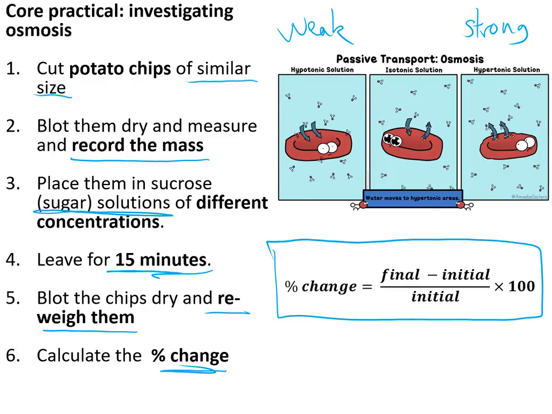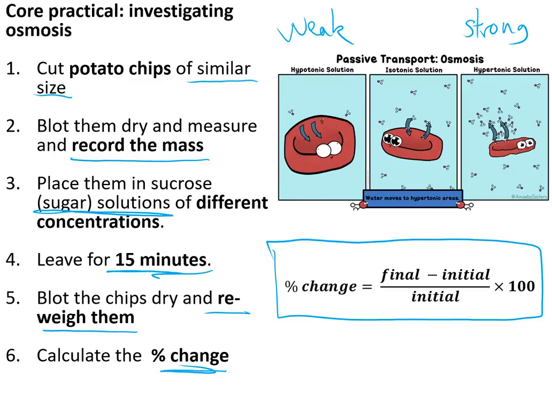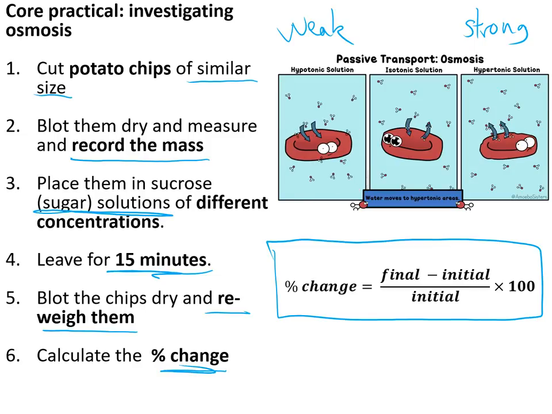In the really strong sugar solution, the concentration of water in the potato chip was higher than it was in the solution. So water left the potato chip by osmosis and entered the solution. So the potato chips in the strong solutions got physically smaller and lost mass. And somewhere in the middle, you have potato chips that didn't change mass because the concentration of water inside and outside the chip was the same.